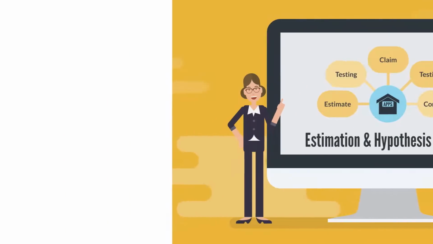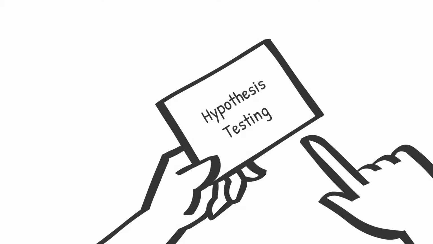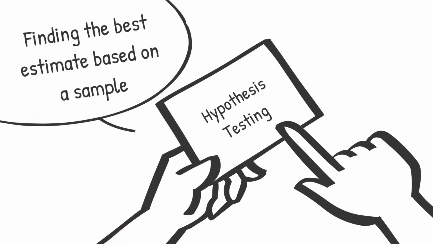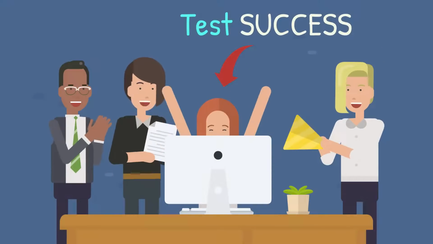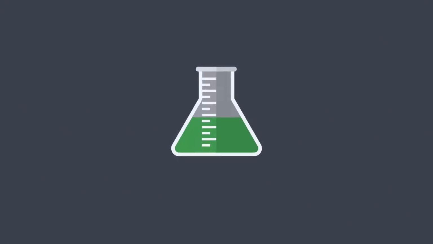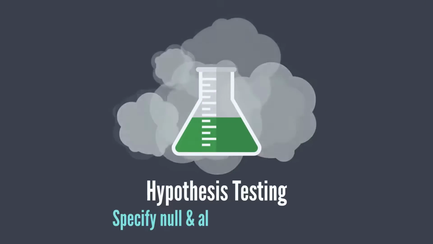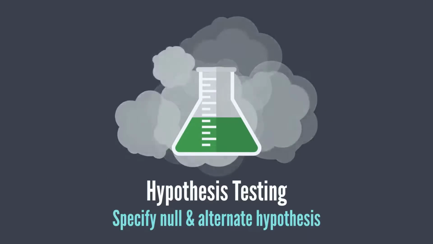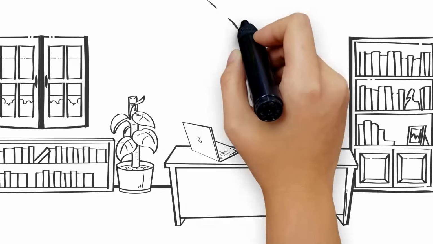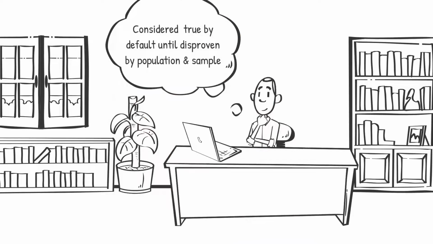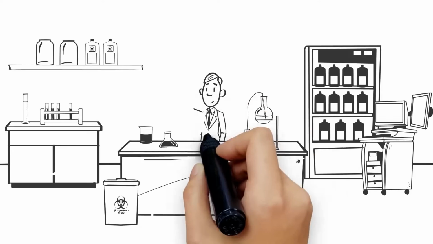Estimation is the process of finding the best estimate of a population parameter based on a sample. Hypothesis testing, on the other hand, is the process of testing a claim about a population based on a sample. In order to perform hypothesis testing, we must first specify the null hypothesis and alternative hypothesis. The null hypothesis is a default assumption that there is no difference between the population and the sample. The alternate hypothesis is the claim that we want to test.